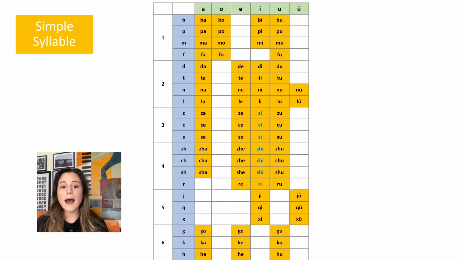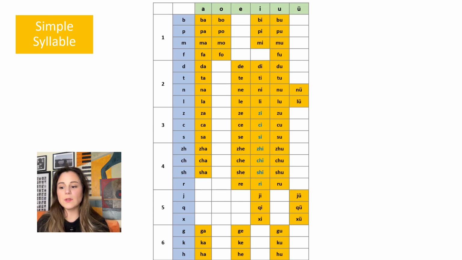So, bu, a, ba, pu, a, pa, mu, a, ma, fu, a, fa, de, a, da, te, a, ta, ne, a, na, le, a, la, z, a, za, c, a, ca, s, a, sa, zh, a, zha, ch, a, cha, sh, a, sha, g, a, ga, k, a, ka, h, a, ha.